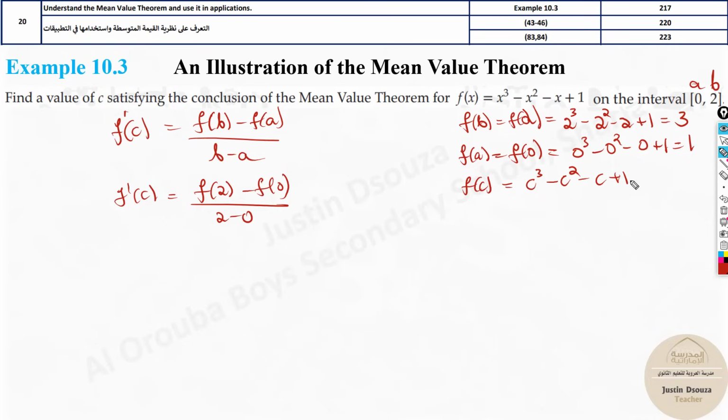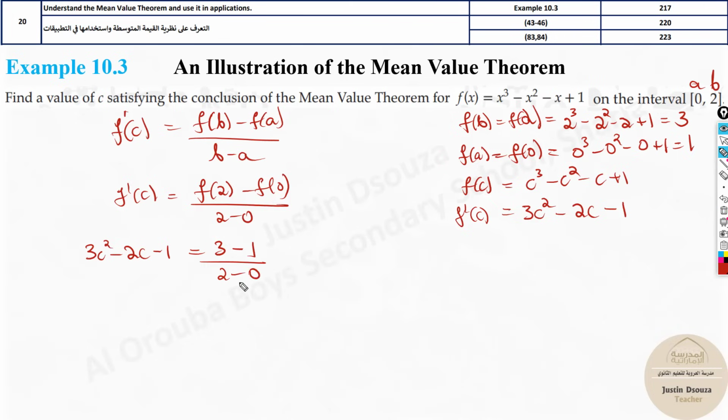Same thing. Now let's differentiate it. F dash of c would be the derivative of this. When you differentiate it, you'll get 3c squared minus 2c minus 1, and this 1 will be 0 when you differentiate it. This is the answer. So let's substitute everything over here. This is 3c squared minus 2c minus 1, and that is equal to f of 2 is 3 minus 1 divided by 2 minus 0.